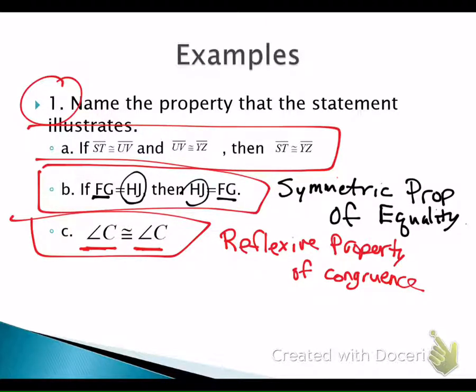And then part A. Transitive. That is the transitive, yes. And do you see how they just cut out the middleman? If segment ST is congruent to segment UV, and UV is also congruent to YZ, you can just cut out the UV and say that the first one and the third one are congruent.